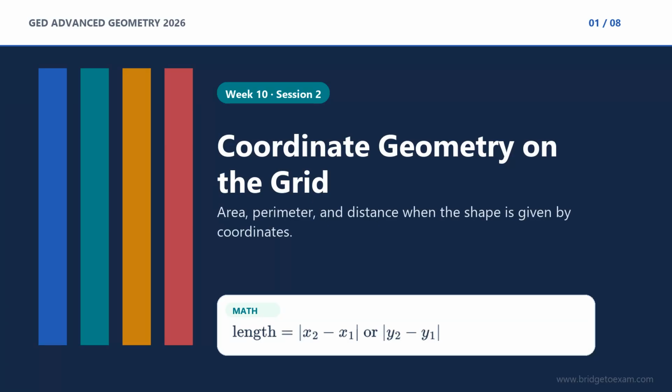Take a slow breath and let's build this together, one small step at a time. Today we blend two skills, coordinates and geometry formulas. On many GED problems, a shape is not drawn with labels. Instead, you are given the coordinates of its corners. Once you can turn those coordinates into lengths, all your area, perimeter, and distance formulas work exactly as before.